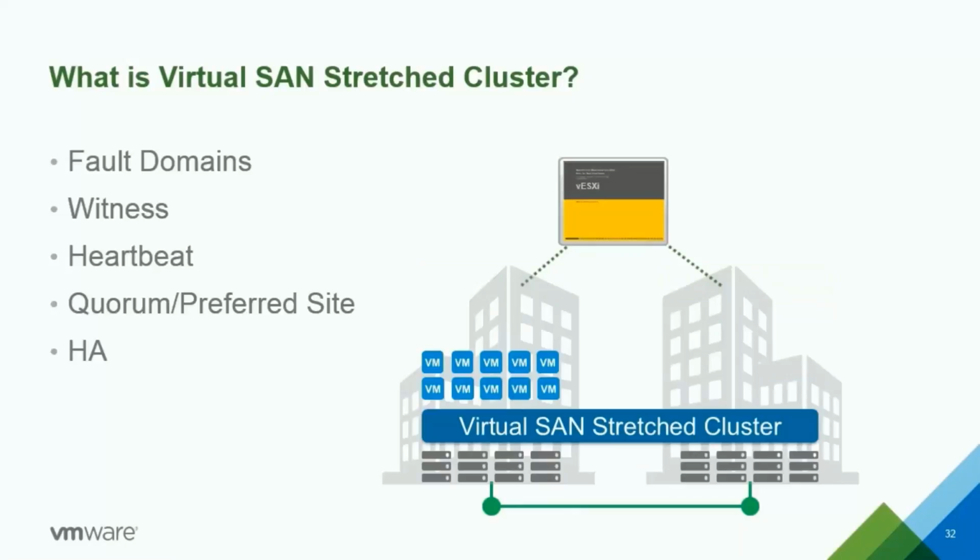From a recovery standpoint, how do we handle that with virtual SAN stretch cluster? We're utilizing the same mechanism that we use in a regular vSphere cluster, which is HA. So if a site goes down, we're going to recover the VMs that we're running at that site at our other site using vSphere HA.